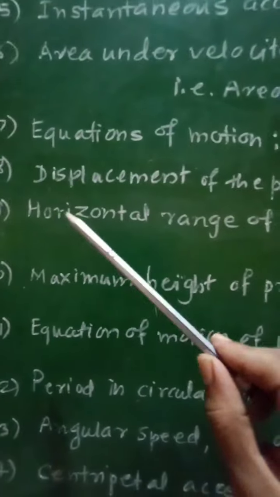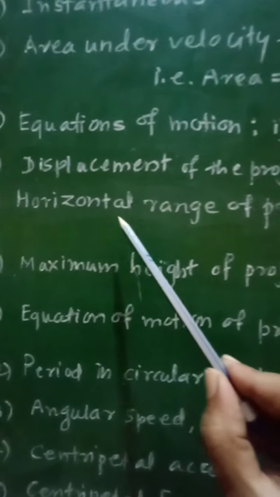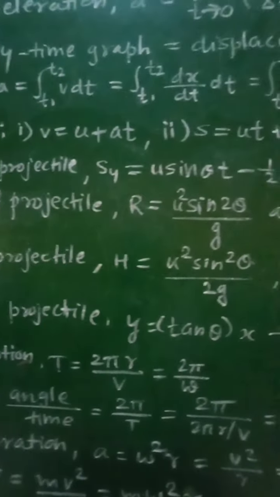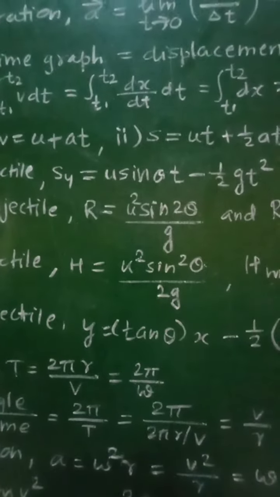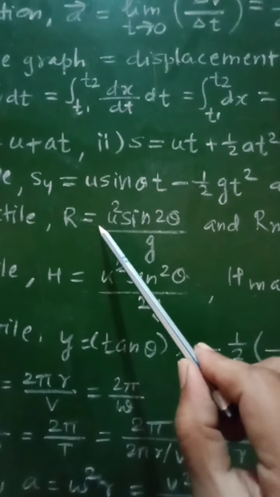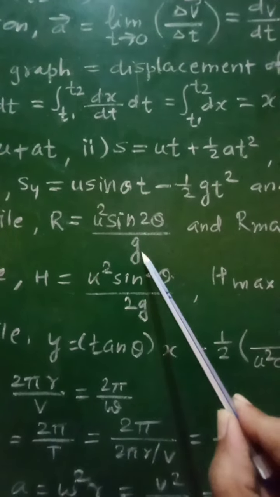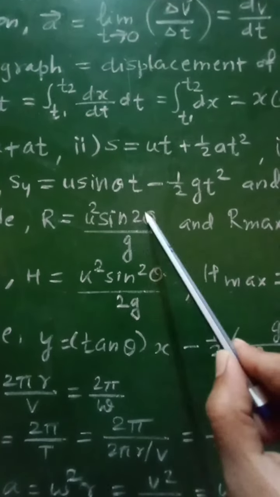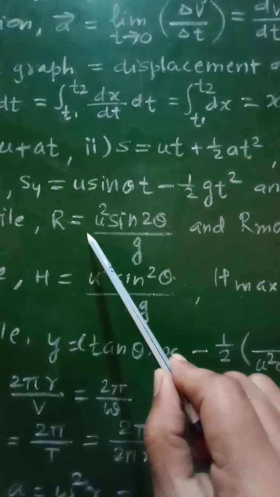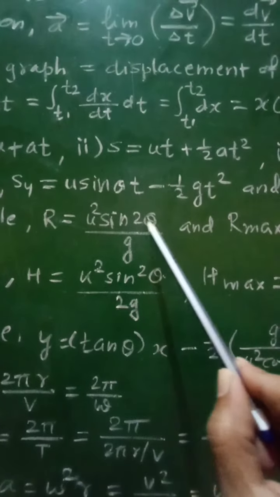Then ninth formula gives horizontal range of projectile. Horizontal range of projectile, that is the distance traveled by the projectile in the horizontal direction, that is R is equal to u square sine 2 theta upon g. Then this R will be maximum when this sine 2 theta is equal to 1.